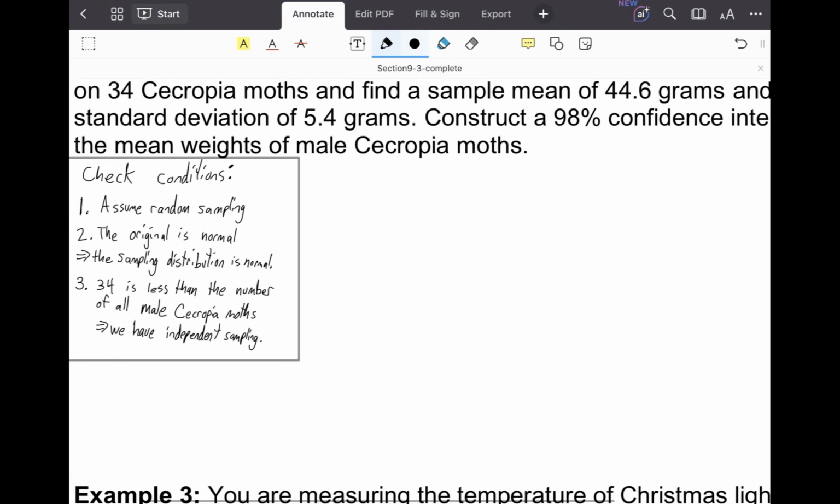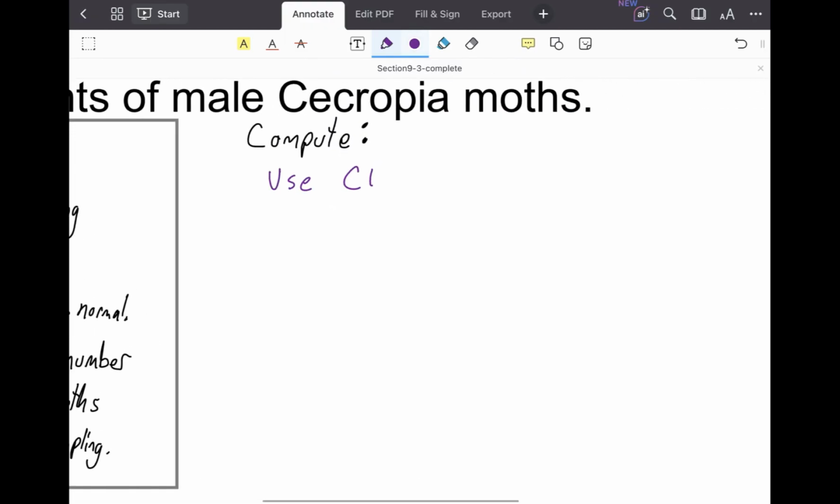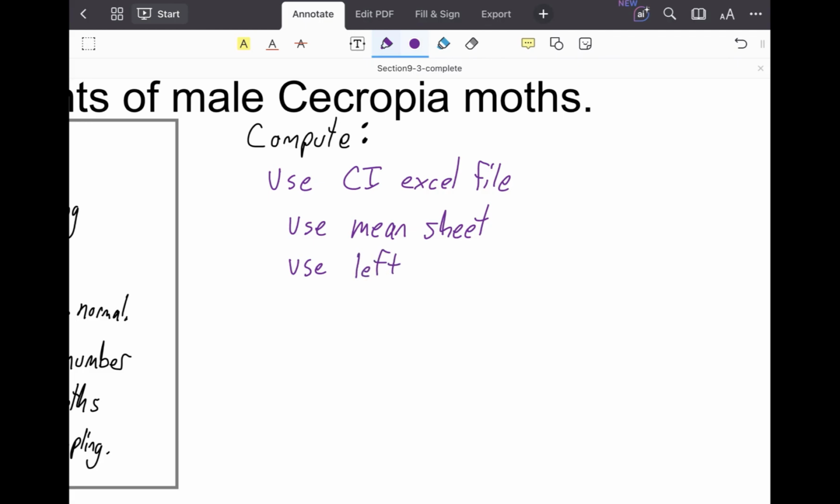Okay, now our next step is to compute. We're going to use the confidence interval, and we're using the mean sheet, since this is looking at a mean. And we also want to use, I'm going to note here, the left side, since they're not giving us data, but rather giving us statistics. Okay, so I'm going to go there.